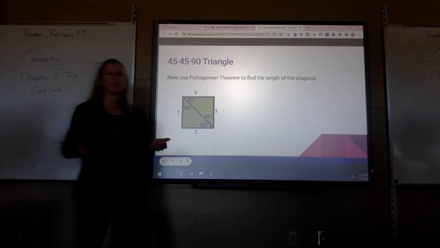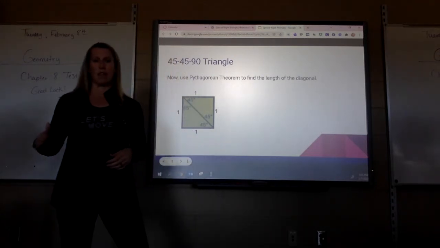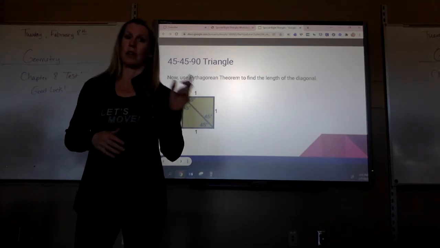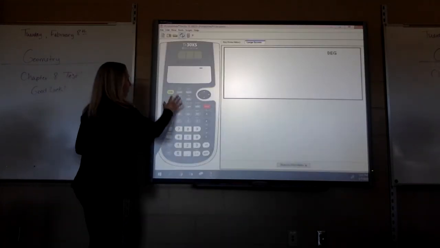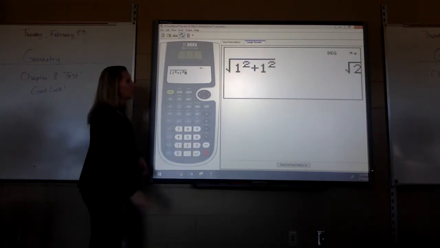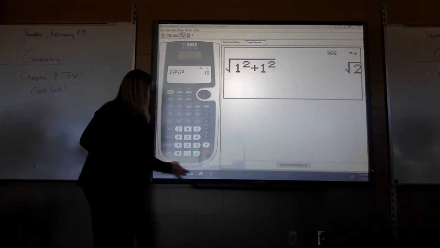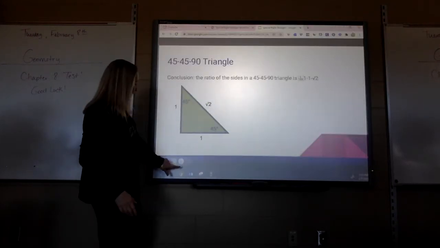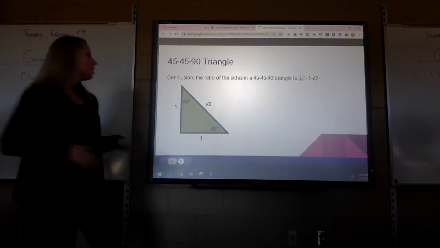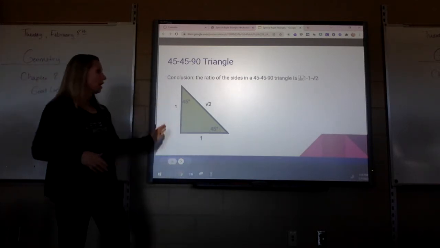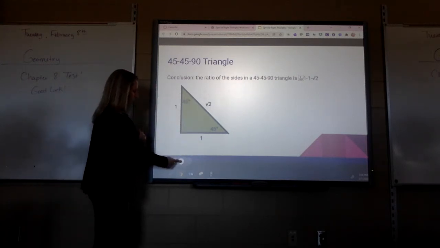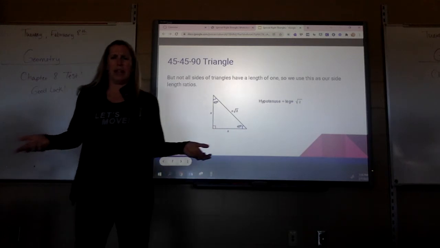So what if we just do the Pythagorean Theorem to find the length of the diagonal? Since we don't know the hypotenuse, we would add 1 squared plus 1 squared under the square root. 1 squared plus 1 squared, you'll see that that is radical 2. So by the Pythagorean theorem, I know the hypotenuse is radical 2. So on all 45, 45, 90 triangles, the sides are 1 and the hypotenuse is radical 2. But not all side lengths are 1.